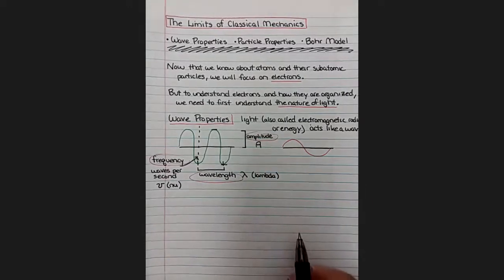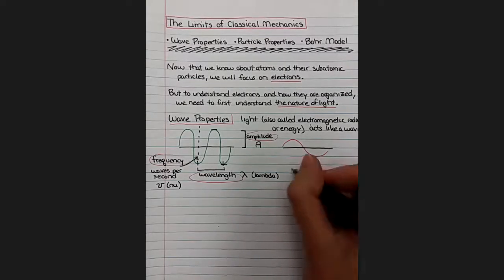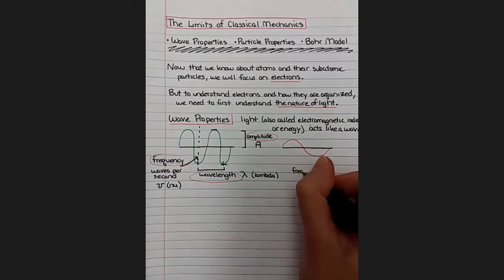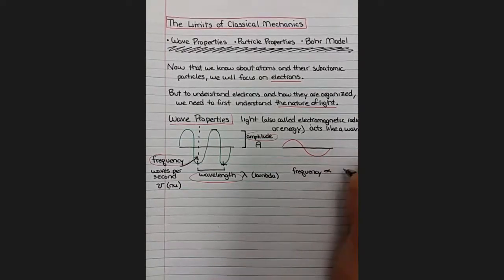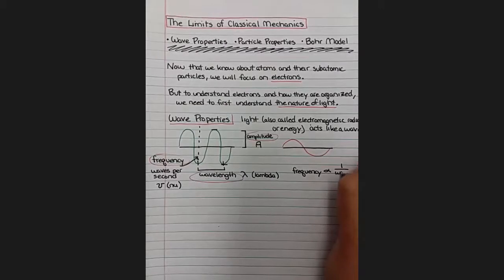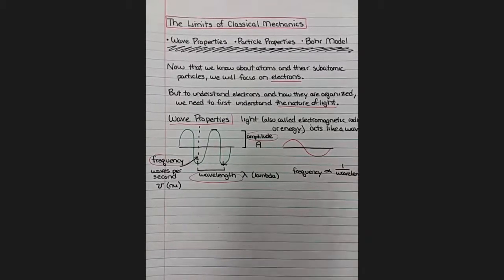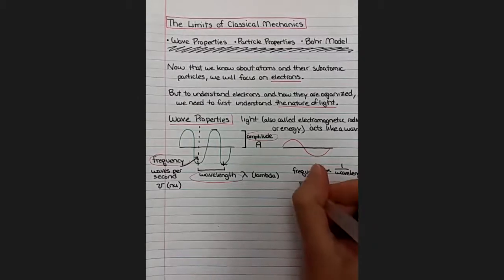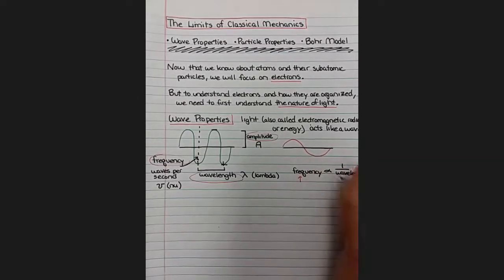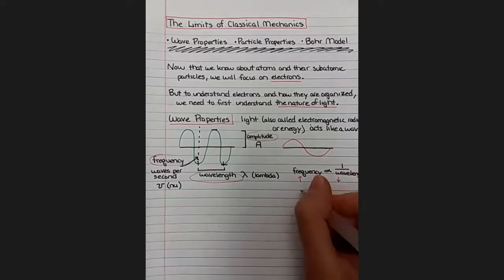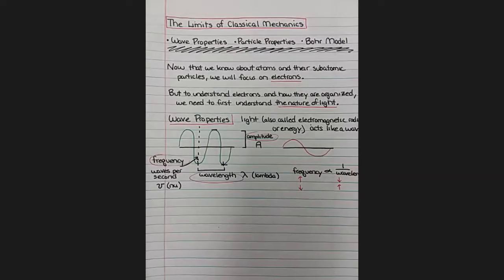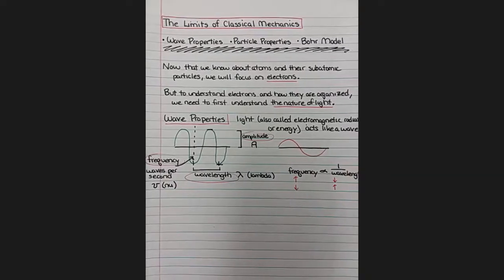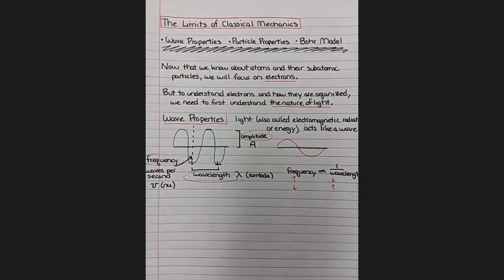And frequency and wavelength are related. They are inversely proportional. So we can write that like this. Frequency is proportional to 1 over the wavelength. And what that means is, as the frequency increases, the wavelength will decrease. Or as the frequency decreases, the wavelength will increase. They are going to change together in opposite directions.